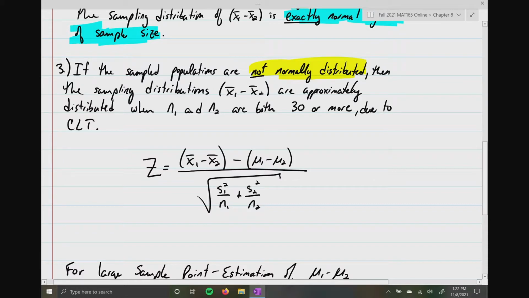So z is going to equal the difference between the sample means minus the difference between the population means themselves, all divided by the standard error, which is going to be the square root. Well, you see it right there. I don't want it to get confusing when I start saying variance 1 over n1 plus variance 2 over n2. It just gets repetitive. But you got the formula. This will give you the z-score.